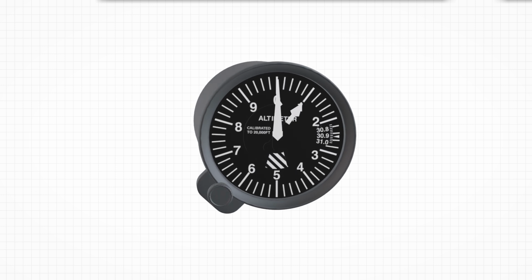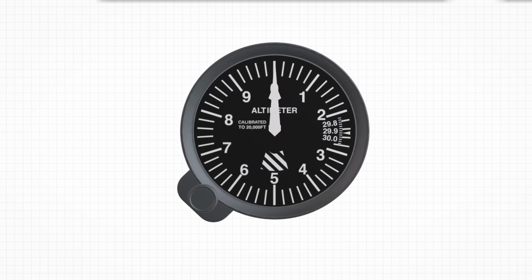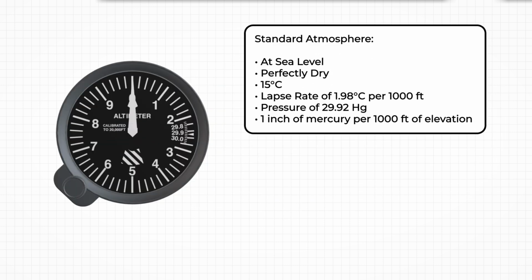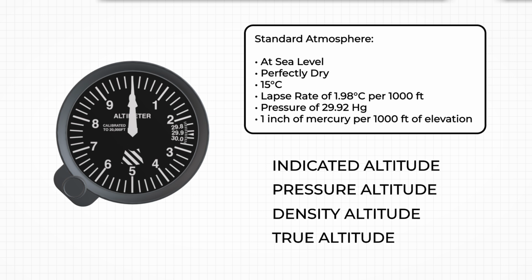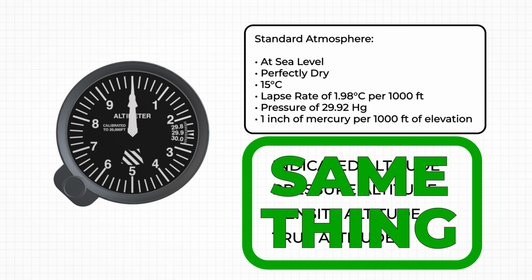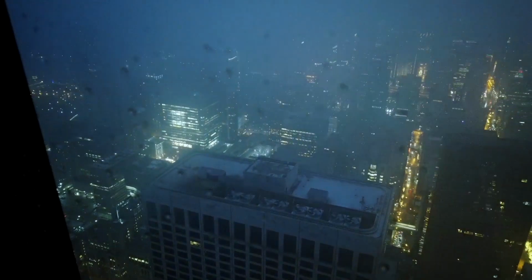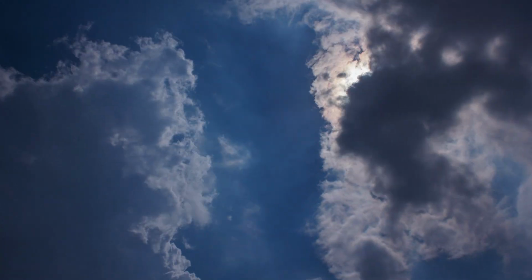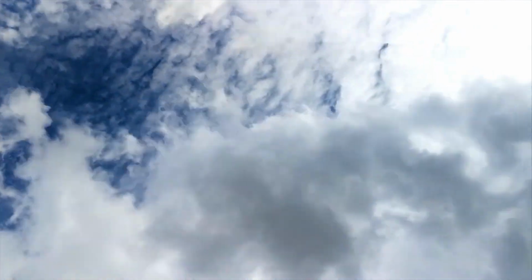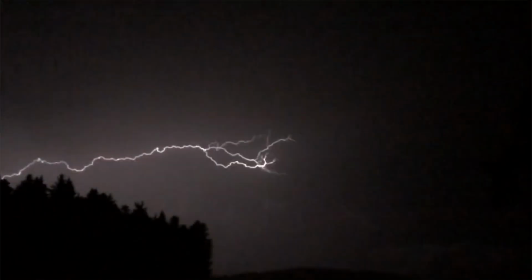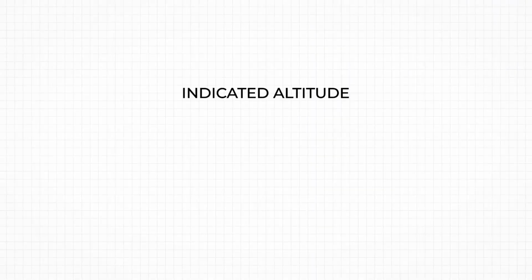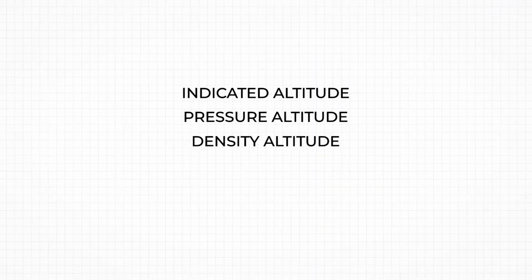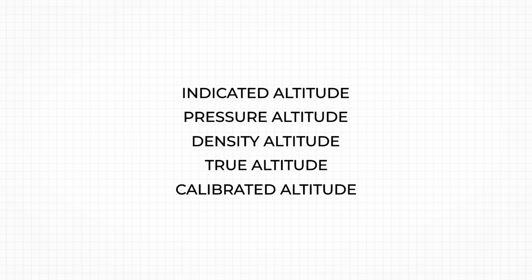If the altimeter were correctly set to the current altimeter setting and standard atmosphere prevailed, indicated altitude, pressure altitude, density altitude, and the true altitude will all be equal. But since the conditions are always changing and are rarely ever equal to standard atmosphere, we have to figure out these altitudes in different ways to account for these changes. And each type of altitude has its own use and importance.